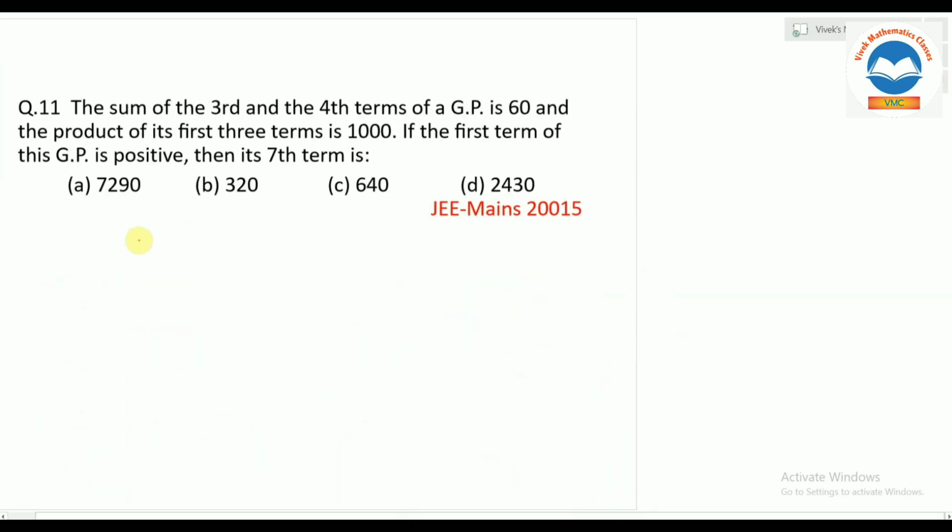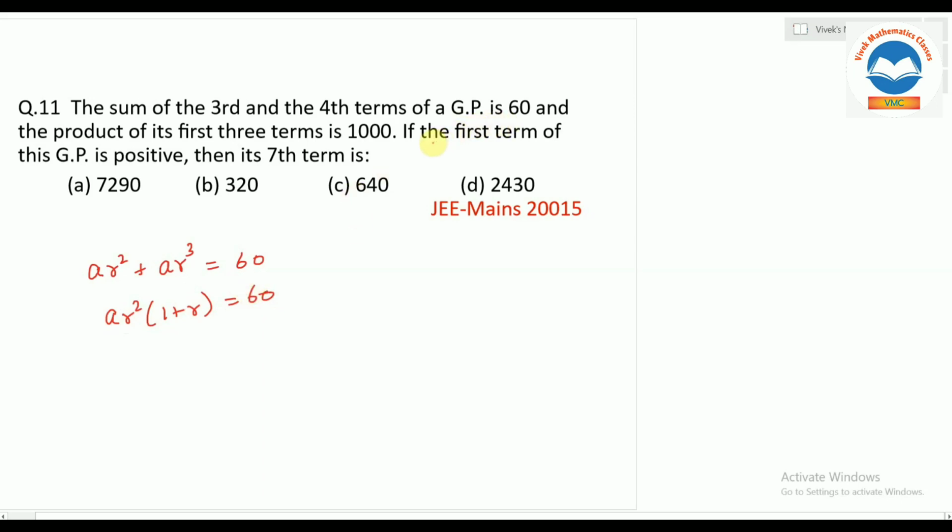Next, the sum of the third and fourth term of a GP is 60. Third term will be what? If first term will be a and common ratio r, then third term you can write ar square plus ar to the power cube. This value you have given as 60. So in this what can we take common? Ar square we can take common, 1 plus r will be equal to 60. This thing we have given.